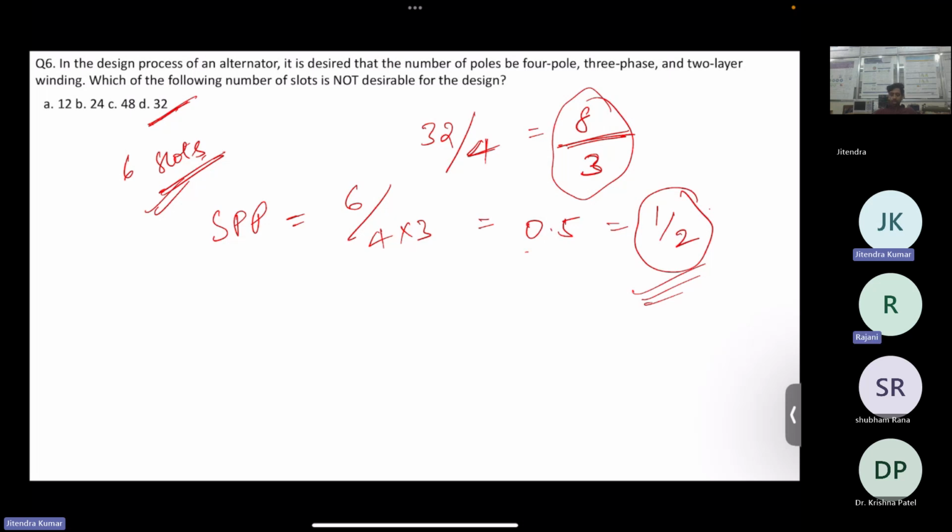You might have heard the term fractional slot concentrated winding, or you will hear it in future lectures. That is what fractional slot concentrated winding is. Your SPP is a fraction, but it should be a rational number. In the first case, 32 by 4 is not a rational number, right? So that is why we have to discard this. I hope that is clear to you guys, right?